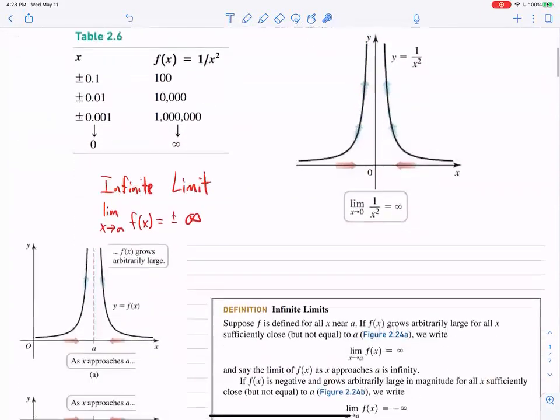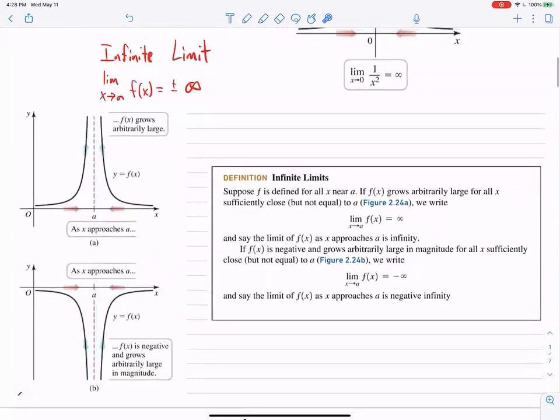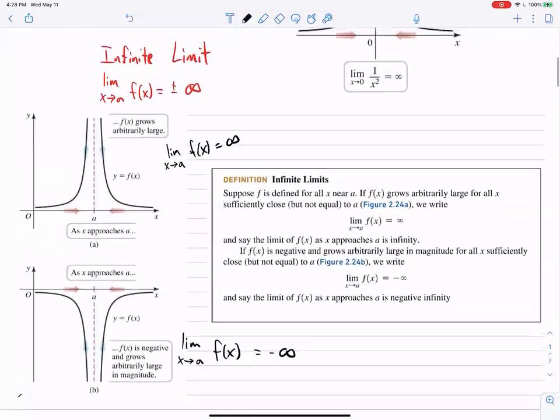So this is our first example, and this is the definition. The definition of an infinite limit is a limit where, as you get really, really close to a number, it either blows up and gets really, really big, or it blows up and gets really, really negatively big. In this case, we would say the limit goes to infinity or the limit goes to negative infinity. So this one is the limit as x approaches a of f of x is infinity, and this one is the limit as x approaches a of f of x equals negative infinity. Those are the two starting points for our infinite limits.